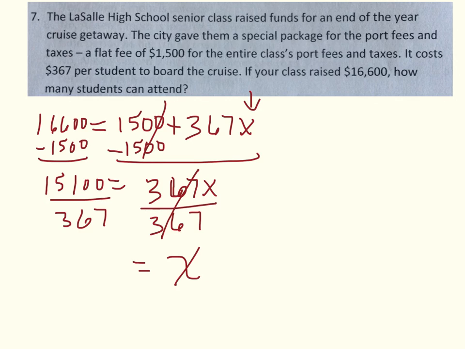Now in this case, it comes out to 41.14. There's no way we can have 0.14 of a student. That's probably someone's big toe or something like that. So we're going to round this down to 41, so therefore 41 kids can attend.